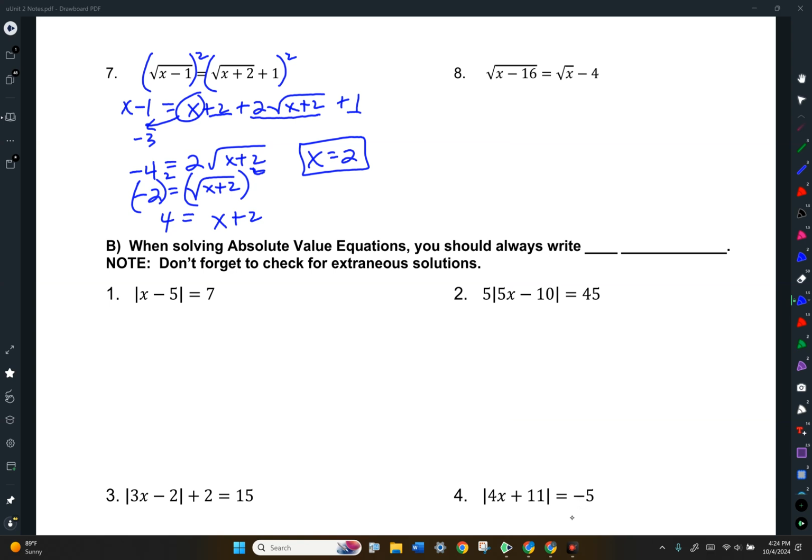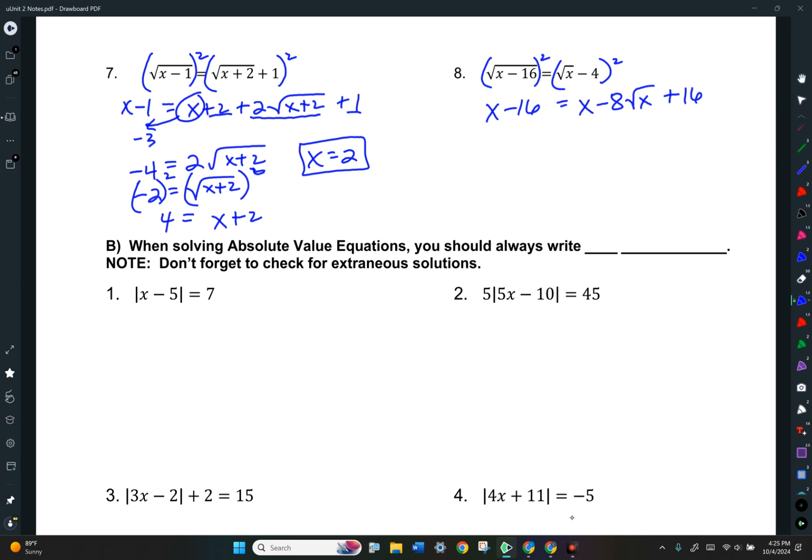All right, so let's look at number 8. Again, I have a square root by itself, so I'm going to go ahead and square both sides. So on the left, x minus 16. On the right, I've got to square it out. So square the first: if I square the square root, I just get x. Double the product. Well, the product is going to be negative 4 times the square root of x. So if I double it, it's going to be negative 8 times the square root of x. And then square the last, so plus 16.